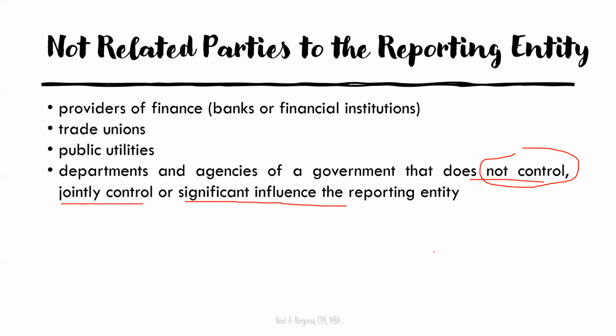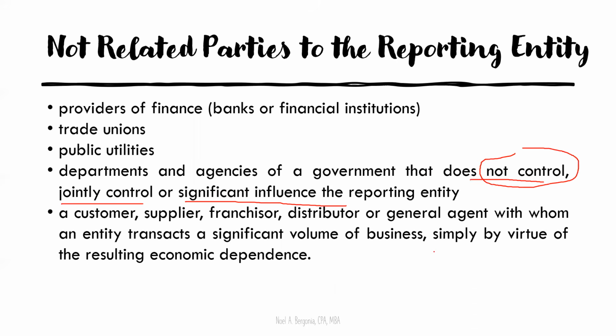Also, the last set of not related parties would be customers, suppliers, franchisors, distributors, and general agents with which the company transacts every day and has significant volume in their business. They are usual and not considered as related parties. So I hope it is clear to us which entities are considered related parties to the entity, and also which are not related parties to the reporting entity. So after we have identified who the related parties to our entity are, we are now required to disclose. That is really our ultimate goal.